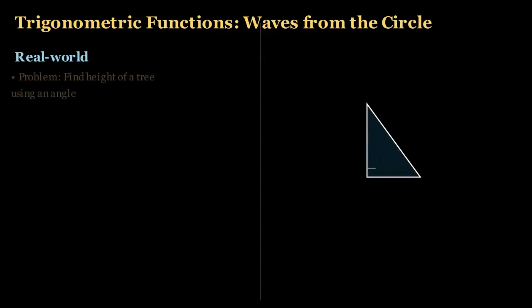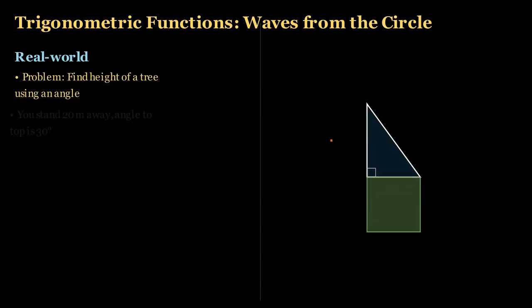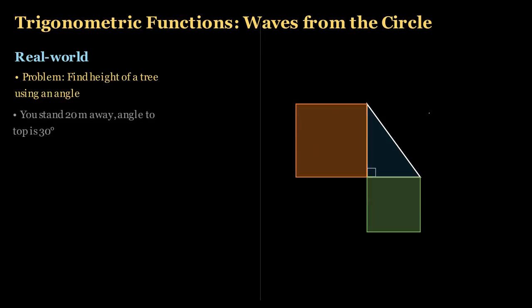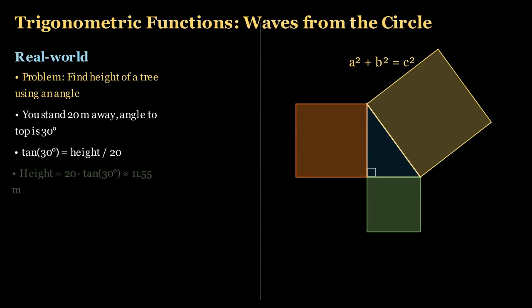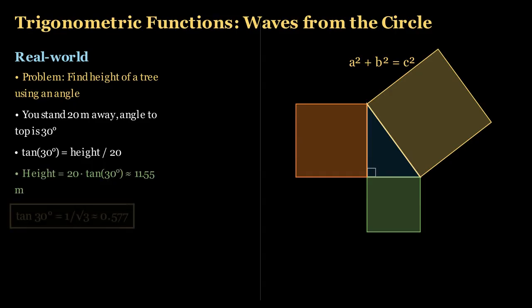Tangent of 30 degrees is height divided by 20. We know from the special triangle that tan 30 degrees is 1 over root 3, about 0.57. Multiply both sides by 20, height equals 20 times 0.57, which is about 11.5 meters. The tree is about 11.5 meters tall. This same method works for any tall object, a building, a mountain, even a star if you know the baseline.